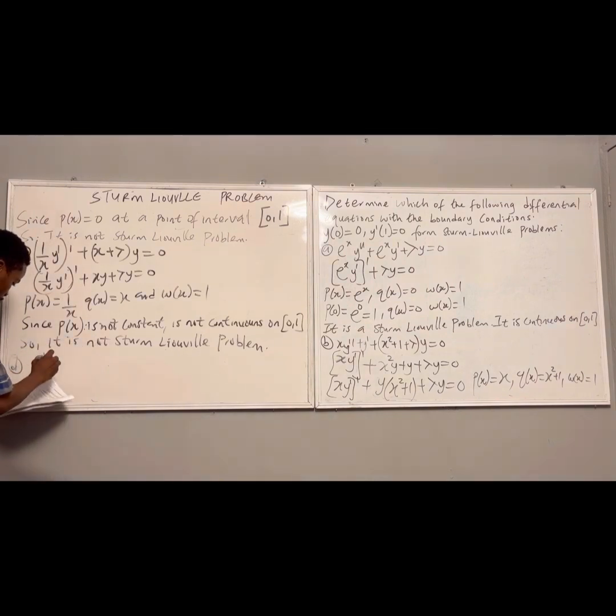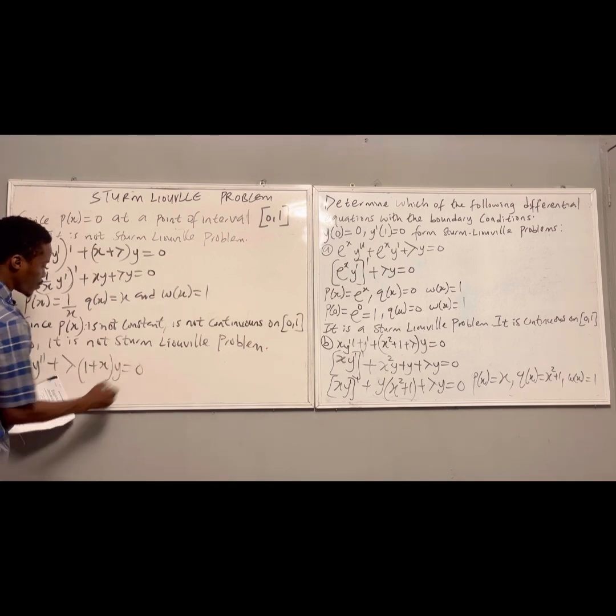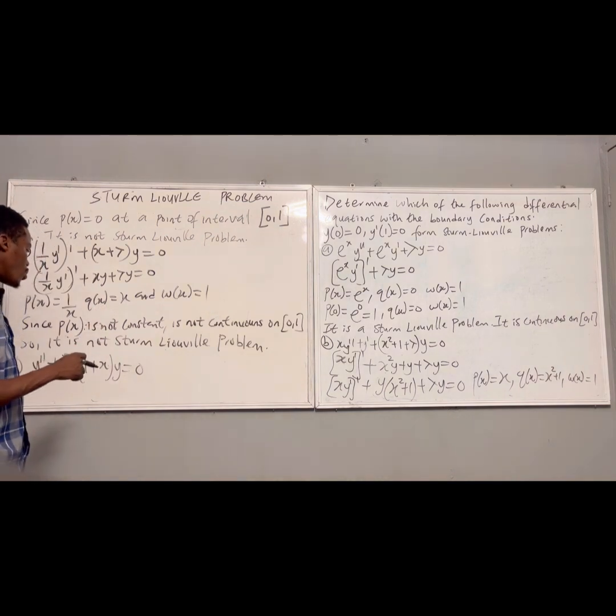y double prime plus lambda (1 plus x) y is equal to 0. Is it a Sturm Liouville problem or not? So if I open this bracket, what am I going to have? This is lambda already, which means I don't have q of x. Okay, let us open the bracket.